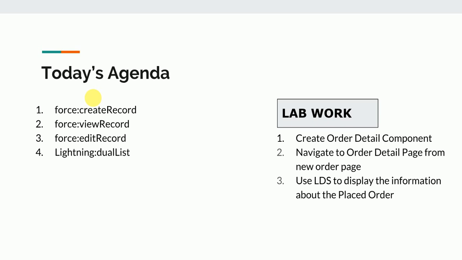And we can also put in default values using the predefined default values. For example, record type ID or any master record lookup or master-detail relationship field, we can put that. Then viewRecord is for displaying the detail page of a particular record with the help of the record ID. editRecord, in contrast to creating, is for editing the record. We need to identify the record ID for which record we want to edit, and display the modal.